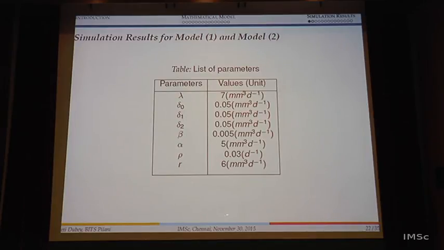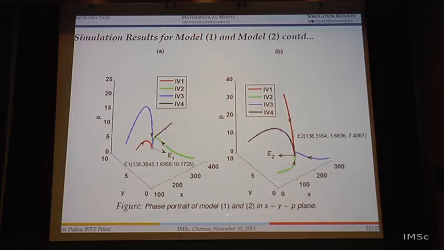I'll just go through the simulation results. These parameters we have considered for the simulation. Here we can see that I have taken different initial points and plotted the trajectories. So we can see that we are reaching a similar point, that is equilibrium point E1. From this we can infer that this is globally asymptotically stable, because all the trajectories are approaching the same point, and this point is given by this one.